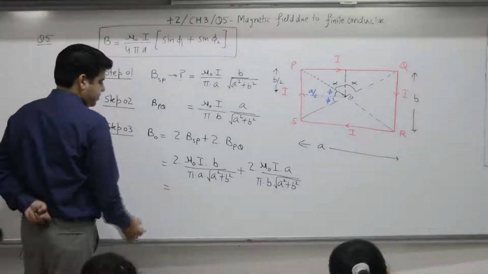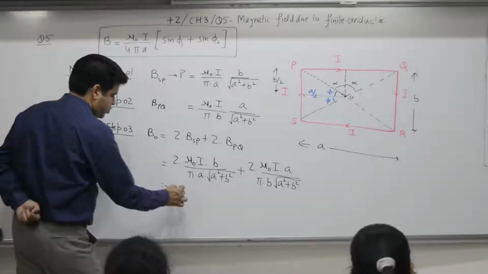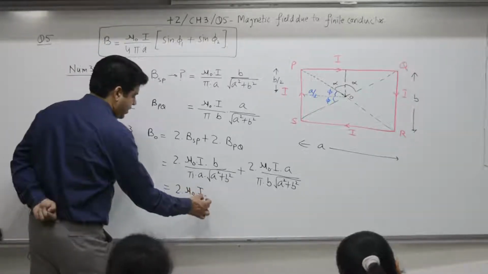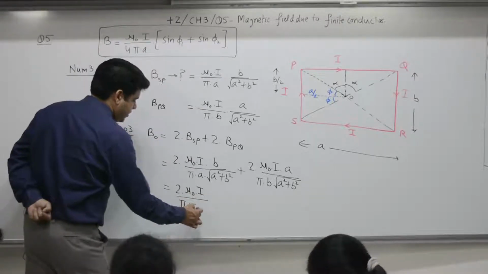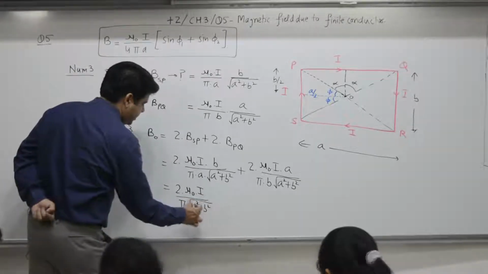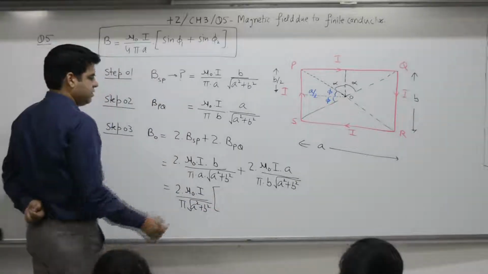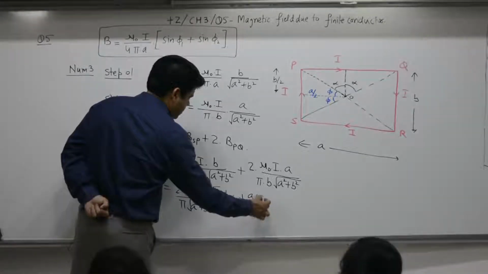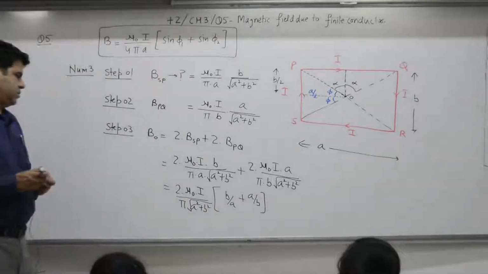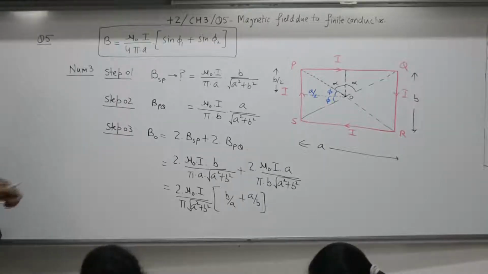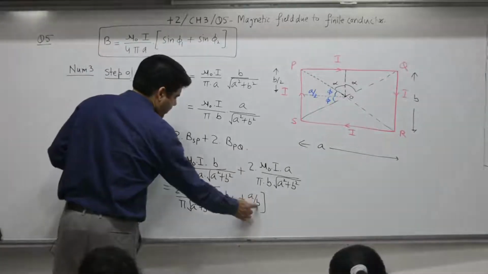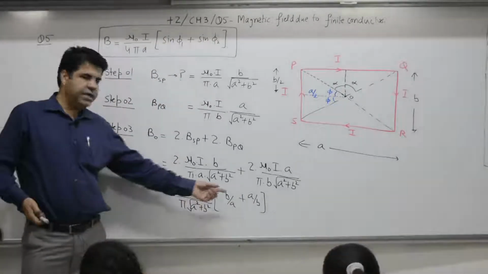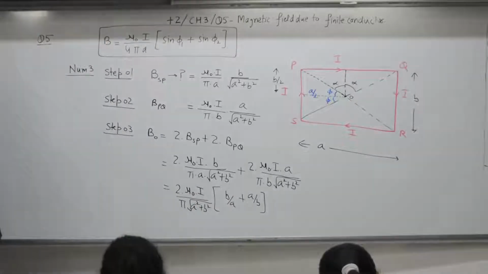What is common? 2 nu naught I pi, A square B square, in brackets what will come? Yes, the first part is B by A. So when you solve it, it is B into B square, A into A square, A square plus B square divided by AB. Check the numerator. Confirm the answer.